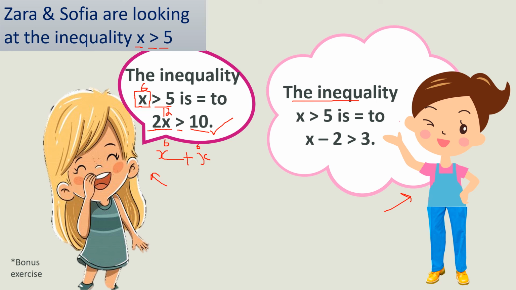Sophia says that the inequality x is greater than 5 is equals to x minus 2 is greater than 3. So we have to find out the x here. So we already have found it out, and x here is 6. So let's substitute x by 6. So 6 minus 2 is equals to 4. So 4 is greater than 3. So therefore, Sophia is also correct.